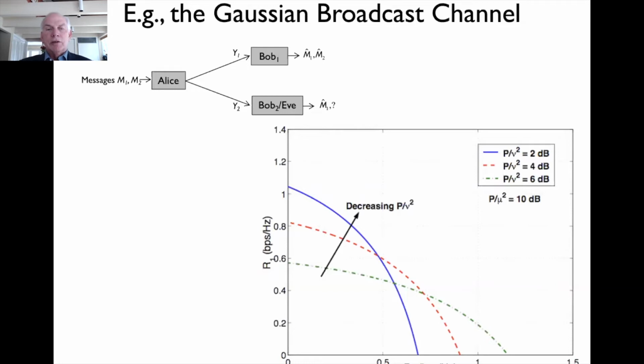That is transmitting M1 reliably across this broadcast channel. The bottleneck is the weaker receiver. So as its SNR gets smaller, the range of possible rates decreases. On the other hand, the range of possible secrecy rates increases as we further degrade the secondary receiver.